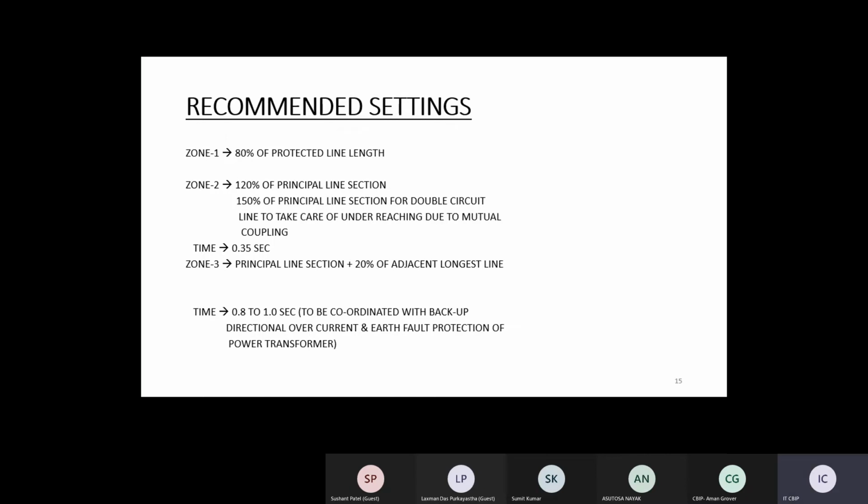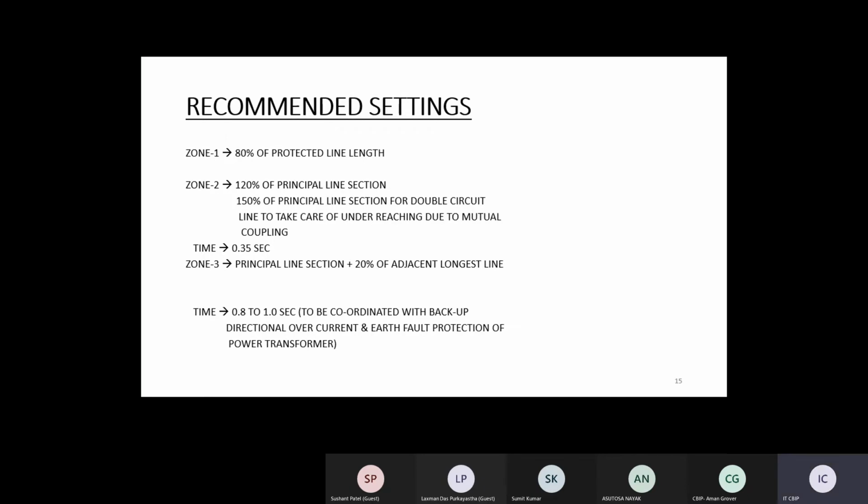It can under-reach by 30%, and 20% is the error: relay error, CT and PT measurement error. That is the reason 150% has been kept, to ensure that the protected line section is totally covered. Am I clear to you or not?